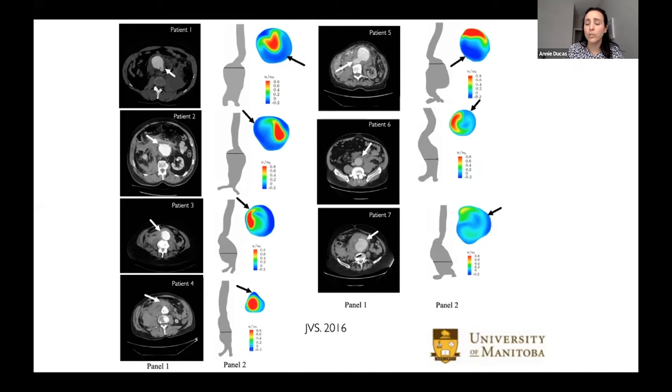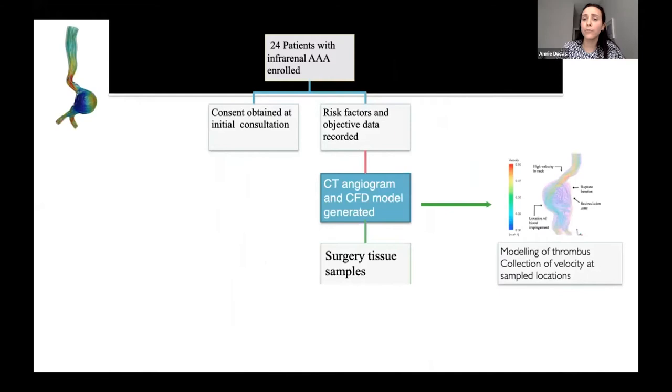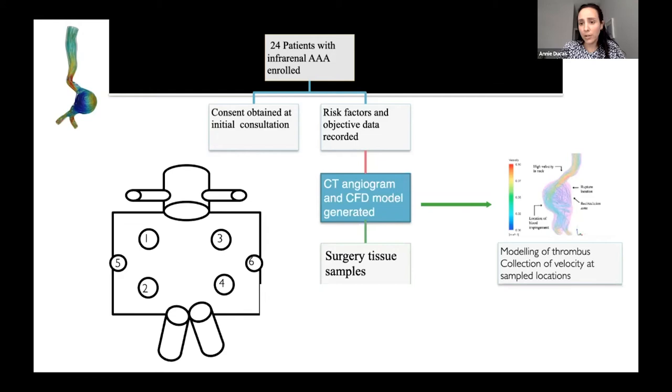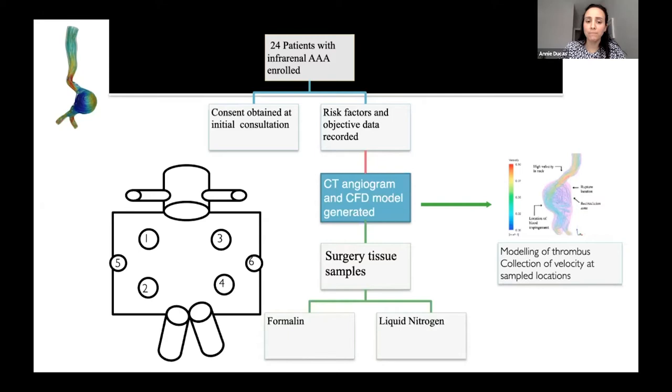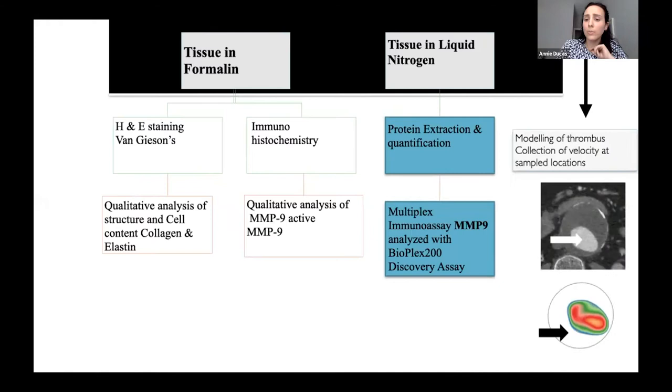We enrolled patients who were undergoing open abdominal aortic aneurysm repair. Risk factors and data were collected at the time that consent was obtained. They had CT scans, and computational fluid models, as well as modeling of their thrombus, were generated. At the time of surgery, full thickness aortic tissue samples were harvested. These samples were analyzed looking at collagen and elastin, inflammation, as well as MMP9, total and active. All the data was analyzed together and compared.